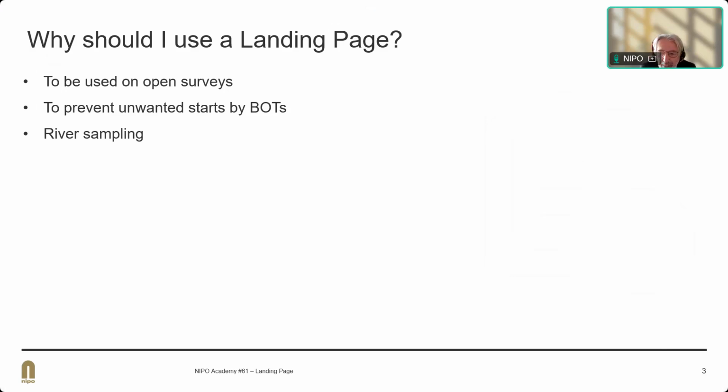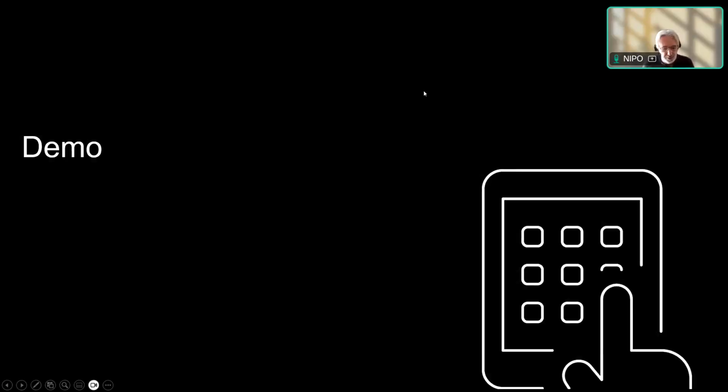So that is a landing page, and in conclusion, you should use a landing page on an open survey, especially on open surveys where the link to invite people is placed somewhere on the open internet. That is what we call river sampling. The reason why you should use that landing page is to prevent unwanted starts by bots. So with that out of the way, let's go to the demo.